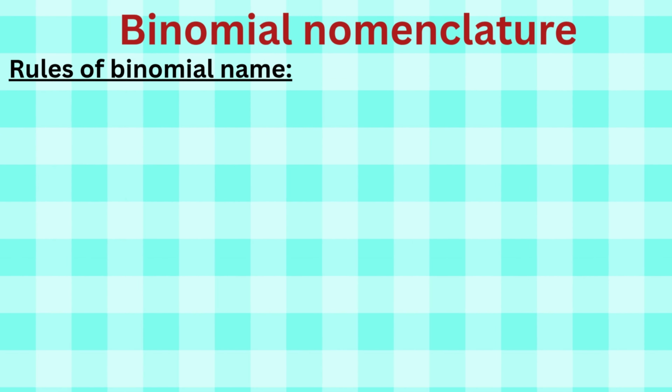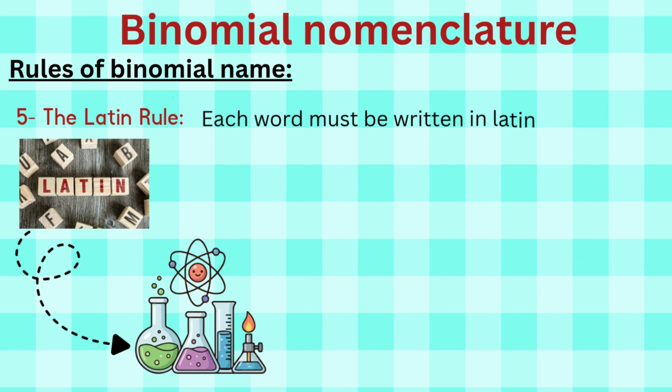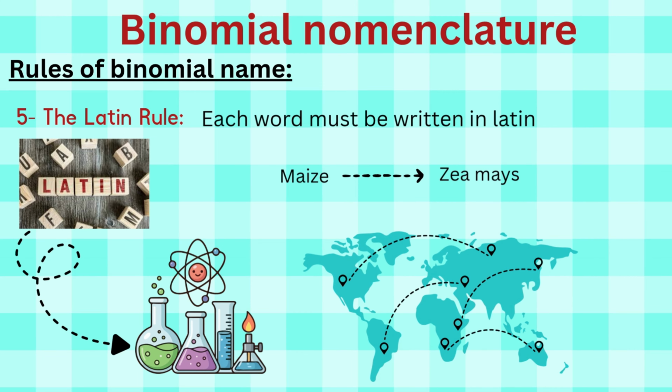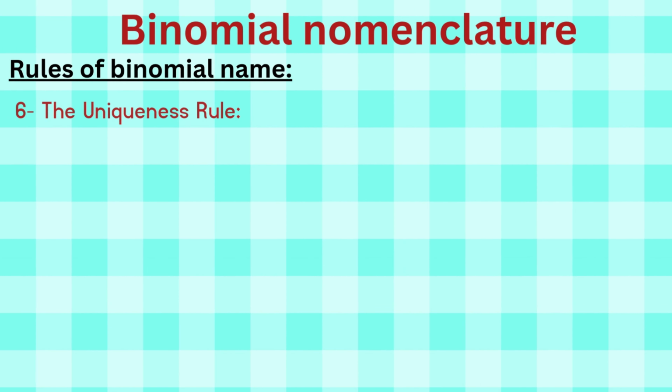Rule number 5, the Latin rule. Latin is the universal language of science because it's stable and never changes. Even words like maize are adapted into Latin forms like Zea mays to ensure the name stays consistent across every country and every century.